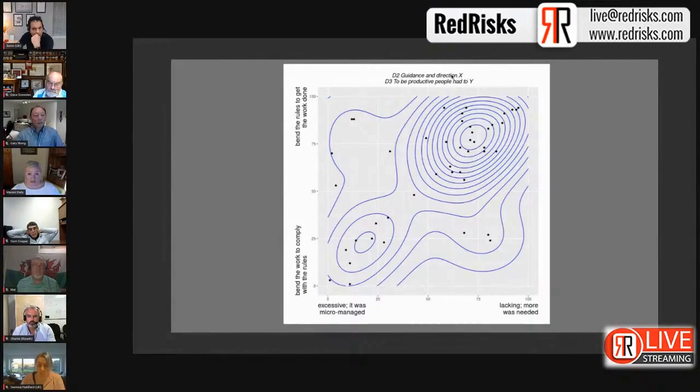On the x-axis, we have guidance and direction. And we're saying here down the left-hand corner, it was excessive, micromanaged, or lacking, more was needed on the right-hand side. And we contrast that then to be productive, people had to bend the work to comply with the rules or bend the rules to get the work done. So we might be looking at the top right-hand side saying, okay, there's a huge cluster up here and this really isn't where we want to be. Where do we want to be? Maybe if we can go a little bit more towards the center.